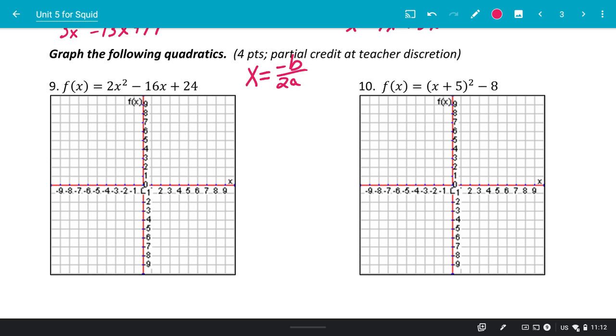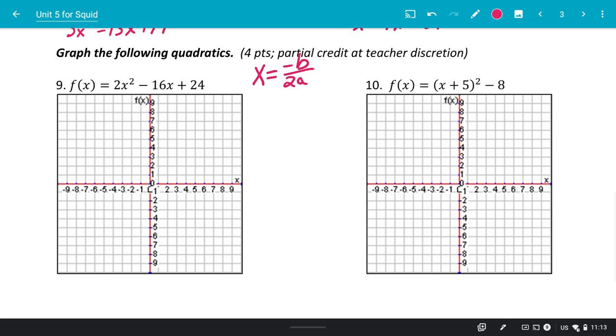You want me to do it both ways? I will. No. How many of you use the negative b over 2a? Which is what you probably should use. Especially this one, because this one would be more difficult to complete the square because there's a leading coefficient. Okay? So, all we got to do is take the opposite of b.